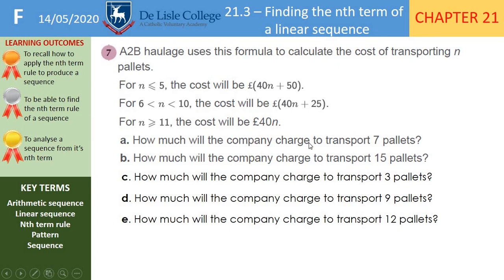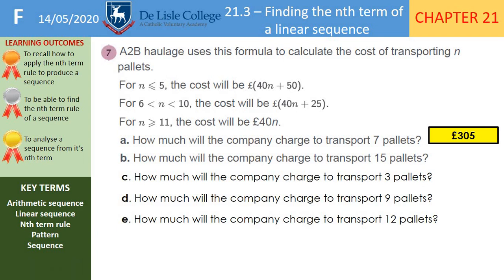We're told, how much will the company charge to transport 7 pallets? So 7 falls into this criteria here, so we're using this nth term rule. So remember, n just stands for the number of pallets, which is 7. So you just have to do 40 times 7, which is 280, add 25. So the cost is £305.